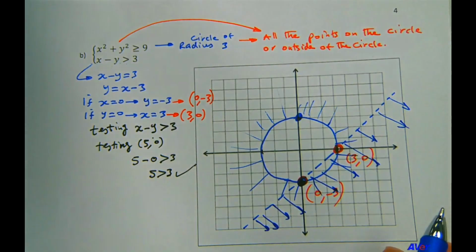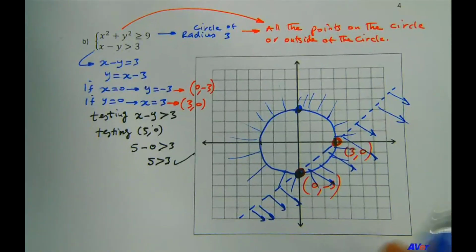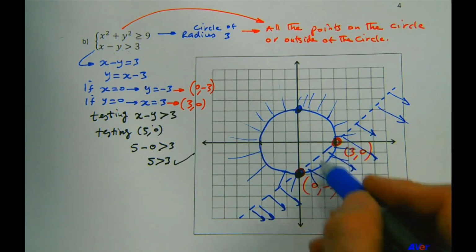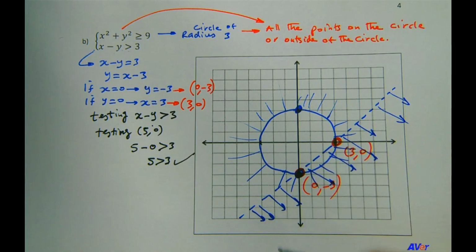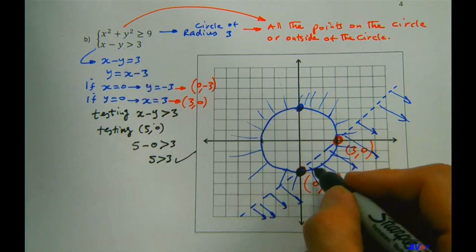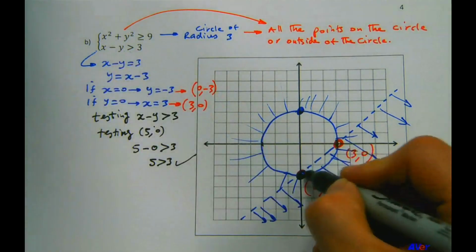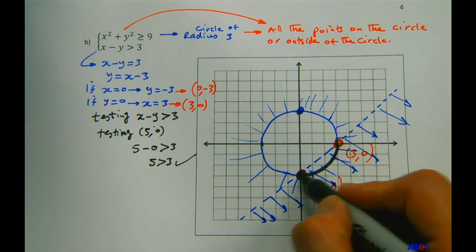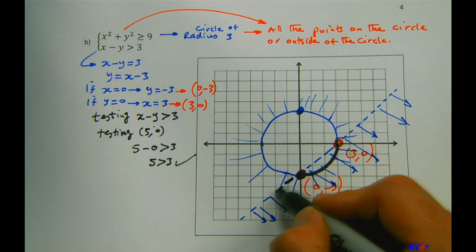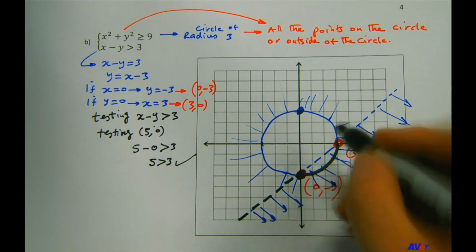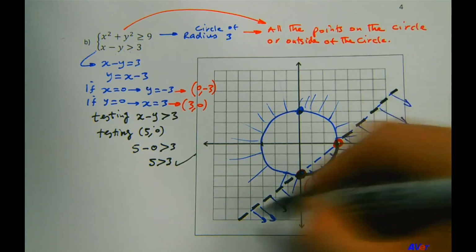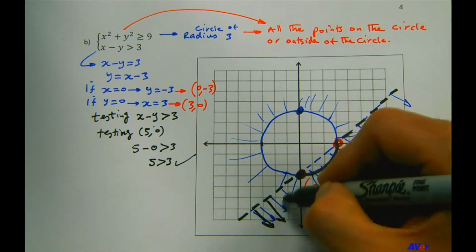So any portion of the graph that is on this side of the line and outside of the circle, not inside of the circle, is a solution. In other words, the solution of that system of inequalities is this, is here. And then I'm going to draw this as a dashed line because that line is not part of the solution. And then all of those points.